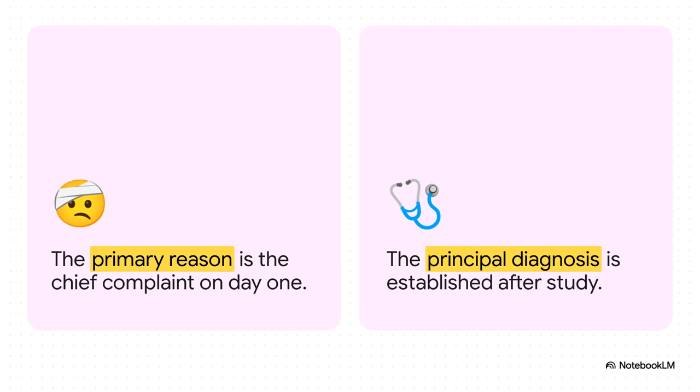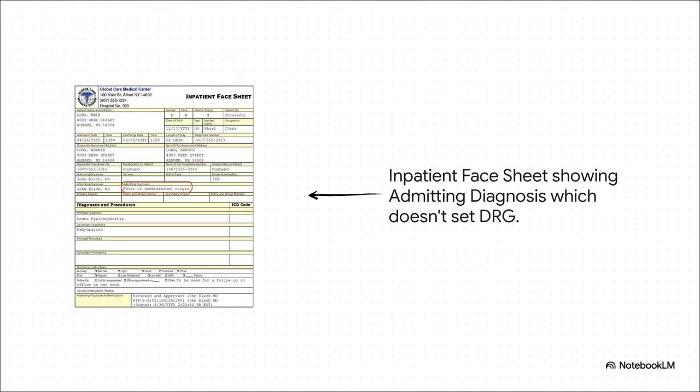For example, if a patient comes in clutching their chest, the primary reason is severe chest pain. But after EKGs and lab tests, they're officially diagnosed with an acute myocardial infarction. The MI is the principal diagnosis that drives the DRG, definitely not the chest pain. And you can see this concept play out in real clinical practice.